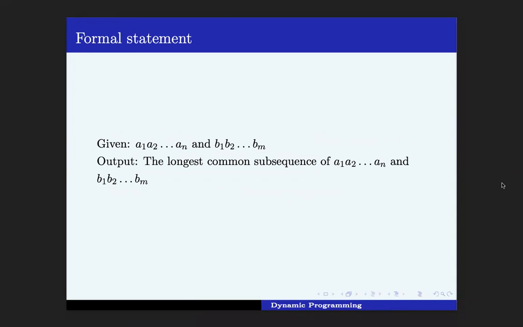So what is this problem actually now? We have these two strings, need not be of the same size. One is of size n, one is of size m. So A1 to AN and B1 to BM, and our job is to compute the longest common subsequence of A1 to AN with B1 to BM. Now, can you guys think and tell me of any particular technique in which you can do it?